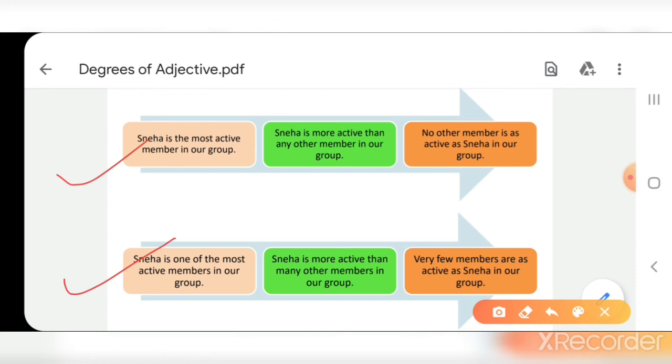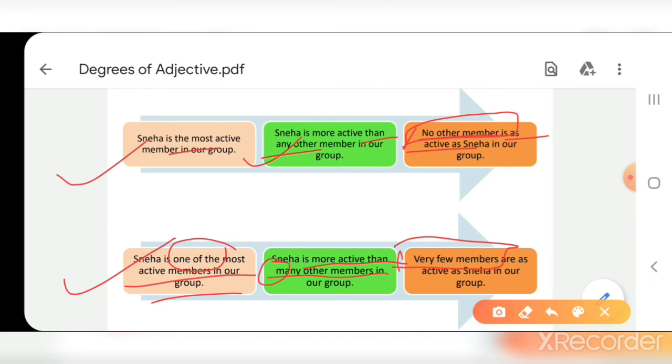So Sneha is one of the most active members in our group. Here we have used one of the. When there is the most, we have to use than any other, as active as, and no other member. When there is one of the most, then we have to use here more active than many other members. So here any other and here many other. That's the difference. Then in positive degree, we use here very few members are as active as. Here we had used no other member and here we are using very few members.